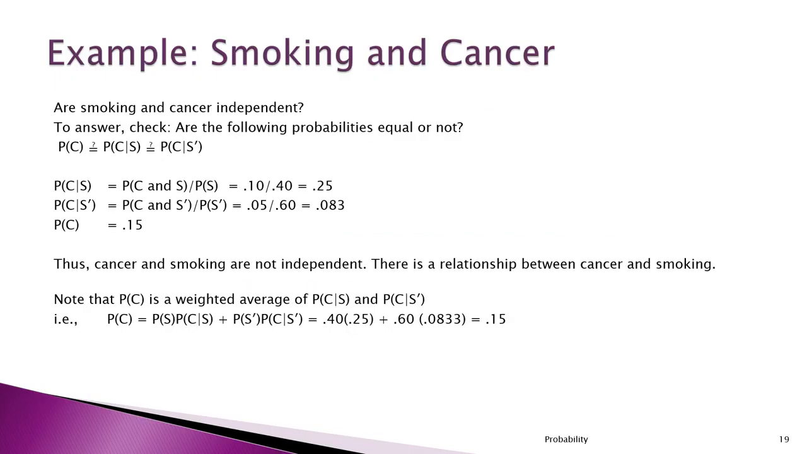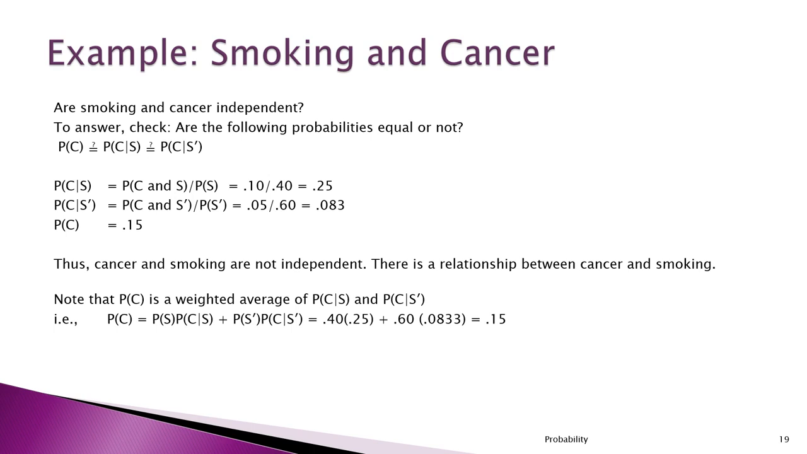The researcher looking at this table would want to answer the question, are smoking and cancer independent or not? Well, several ways to answer it. Here's one way to do it. We look at the probability of C, and we see if it's equal to the probability of C given S. And if you want, we can also look at it with the probability of C given not S. The probability of C given S is cancer given that you're a smoker. That's the probability of cancer and smoker over probability of smoker, or 0.10 over 0.40, or 25%. So once we know you're a smoker, there's a 25% chance you're going to die of cancer.